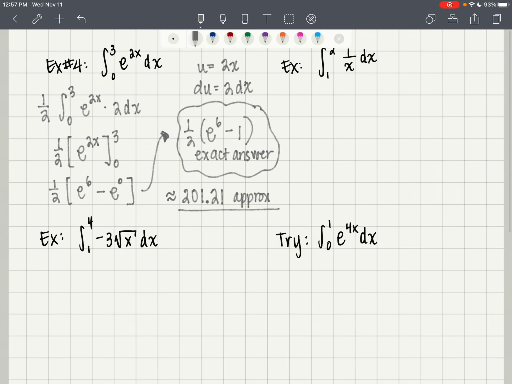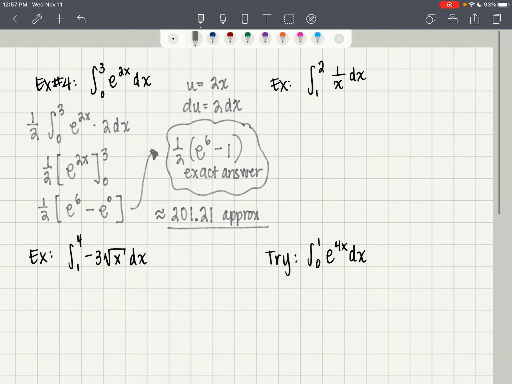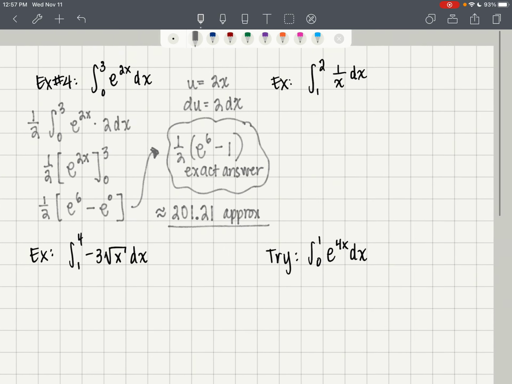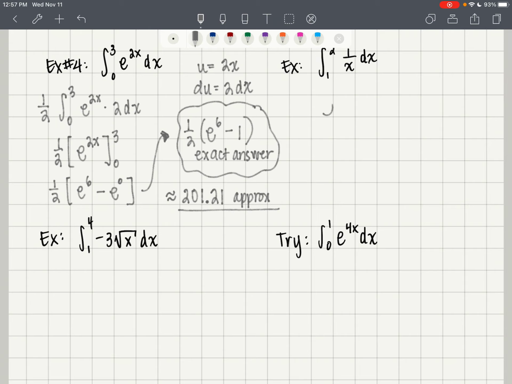Okay, we'll do a couple more examples because, of course, we've got the integral of 1 over x dx evaluated from 1 to 2. Well, that's wonderful because we don't have to use u substitution there. The antiderivative of 1 over x is the natural log of x. So we're going to have the natural log of x evaluated from 1 to 2. Now, I didn't use absolute values because my limits of integration, 1 and 2, are both positive. So I'll have the natural log of 2 minus the natural log of 1. And the natural log of 1 is 0. So the natural log of 2 minus 0 is just the natural log of 2.